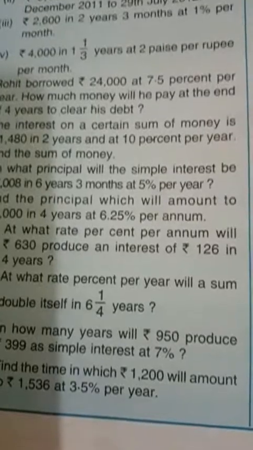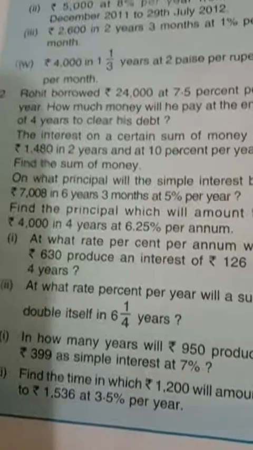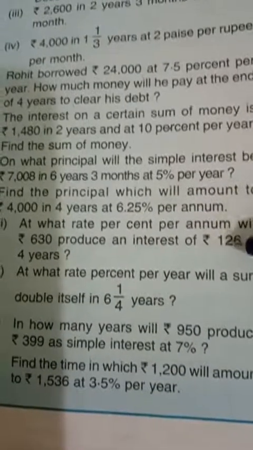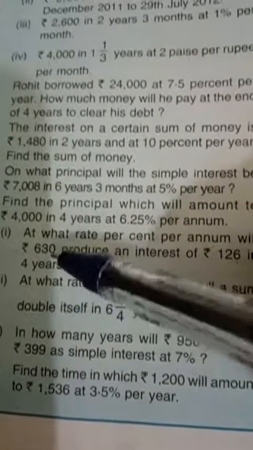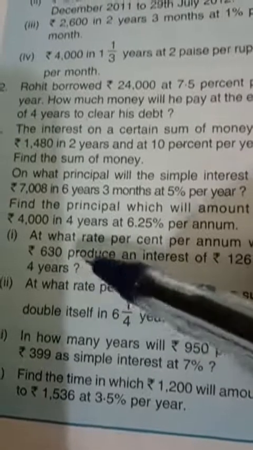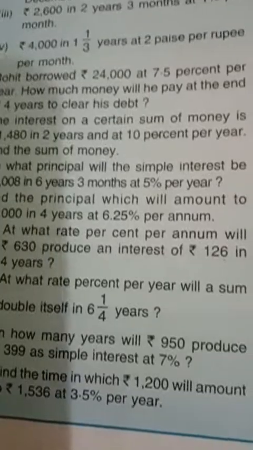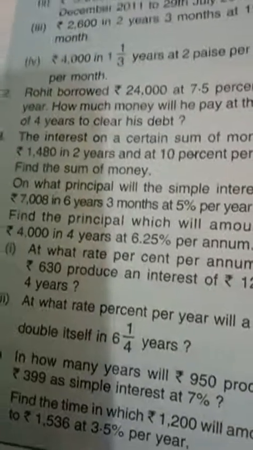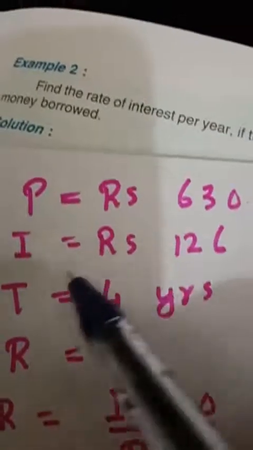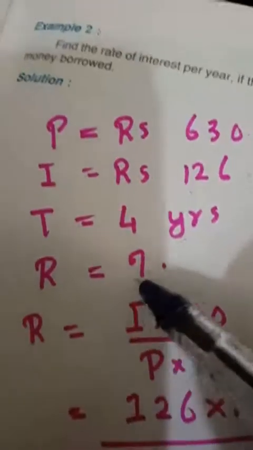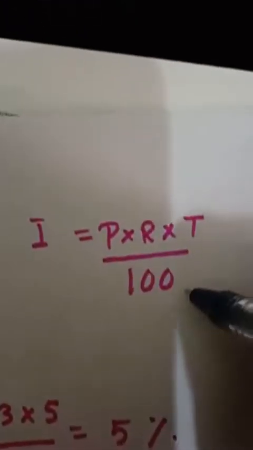Will rupees 630 produce an interest? So 630 is the principal and interest 126. So I is equal to 126, time period 4 years. At what rate percentage per annum will rupees 630 produce? So here P is equal to rupees 630, interest 126, time period 4 years, right? We want to find R. We know the formula I is equal to PRT by 100.